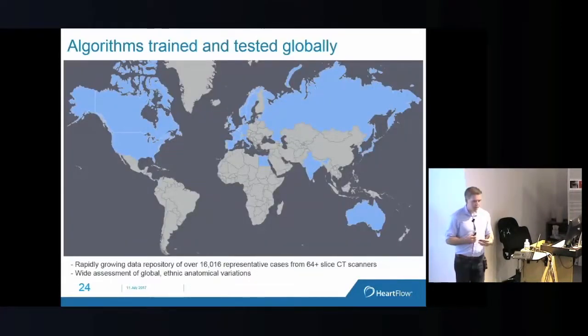We have the benefit, as a service-based model, to be able to train our algorithms and test on a wide variety of different geographic locations. Basically, every case that's been sent to us, every patient, we've been able to learn from and improve the automated algorithms and improve the way in which our system is operating. Today, we've got about 16,000 patients in our database with models and the personalized hemodynamics from a range of different geographies around the world.